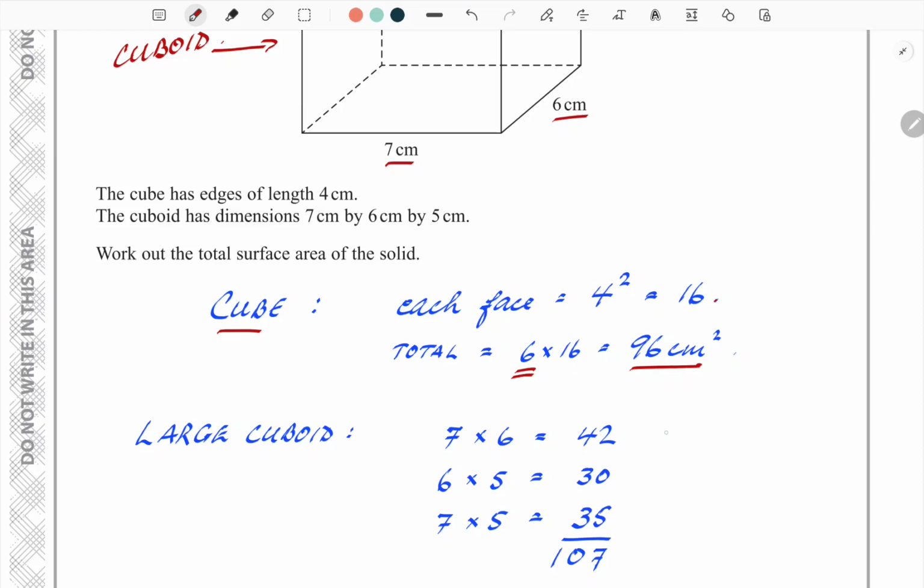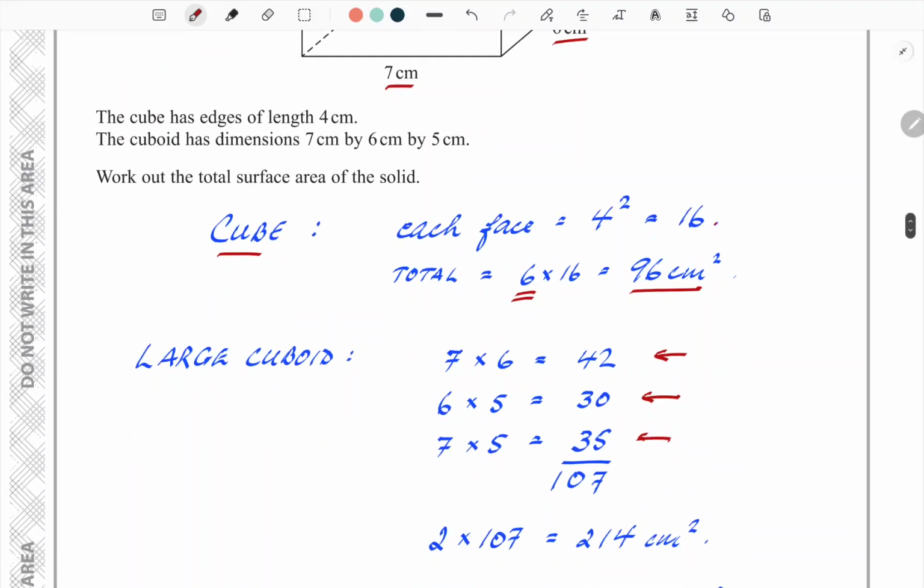All right. So one of them is 7 times 6. So that's the base, as it is in the diagram. Then there's 6 times 5, which is a side face. And then there's a front and back face, if you like, 7 times 5. Okay. So hopefully you can see where all those numbers came from.